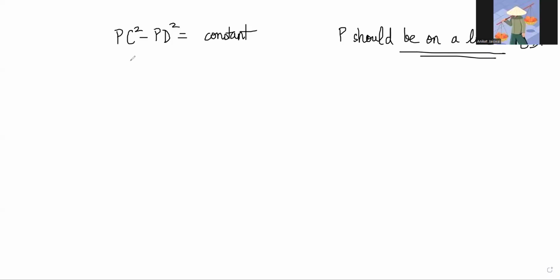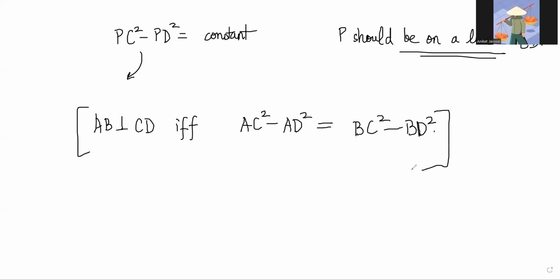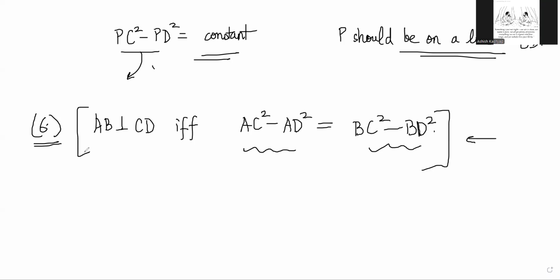And from there only we got two different positions of P, A and B. So we are able to prove that AB is perpendicular to CD if and only if AC square minus AD square is equal to BC square minus BD square, right? A and B are different positions of P at different times, clearly satisfying the constant condition. This criteria is very important. This is our point number 6 in our theory, the perpendicular criteria.